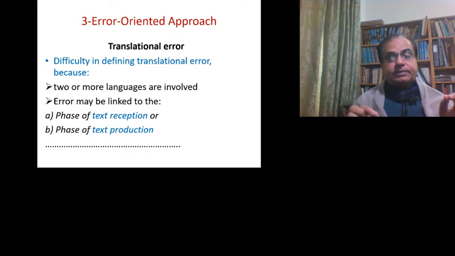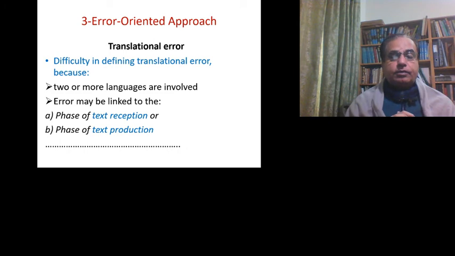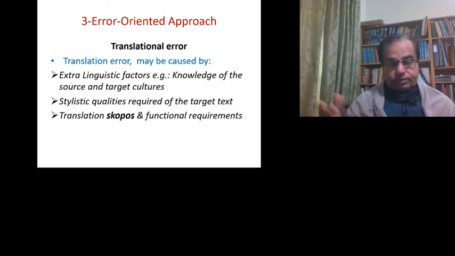So the phase of text production means that the students transfer the source text into the target text. So I think conceptually it is very clear that translation errors are in their essence different from linguistic errors. Examples are coming.